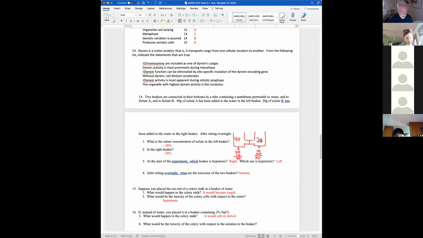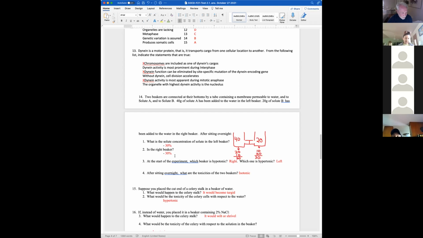At the same time, in the right beaker, this is going to equilibrate, and so it starts with 20 grams, and it's going to go to 10, but it contributes 10 to the other side. So 10 goes to 20 plus 10 more is 30. And the right beaker, 20 goes to 10, but it's 20 from the left beaker, so it's also 30. So the answers to questions 1 and 2 are both 30%.